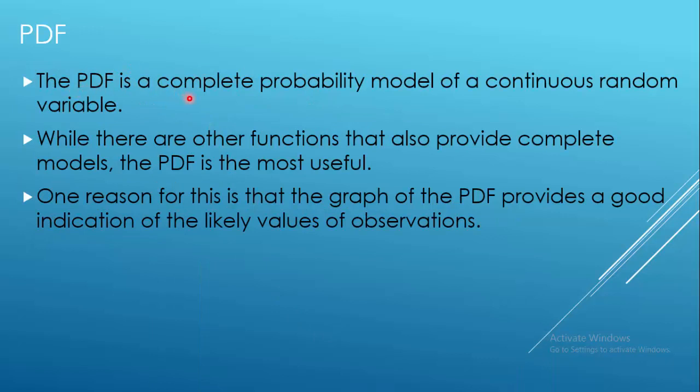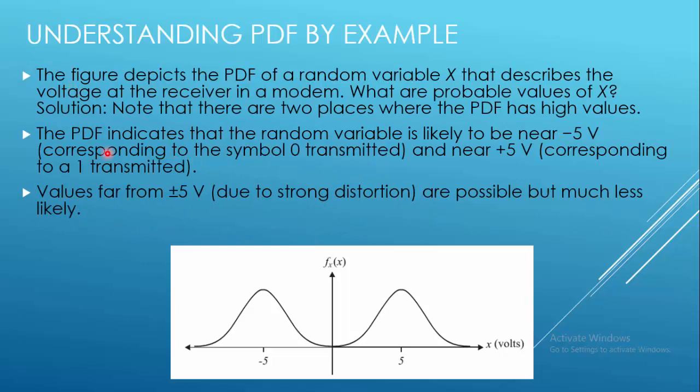The PDF is a complete probability model of a continuous random variable. While there are other functions that also provide complete models, the PDF is the most useful. One reason for this is that the graph of the PDF provides a good indication of the likely values of observations. So let's have a look at this example. The figure depicts the PDF of a random variable X that describes the voltage at the receiver in a modem.